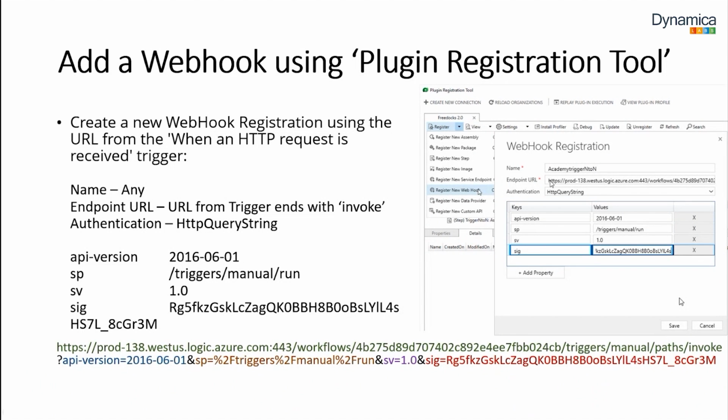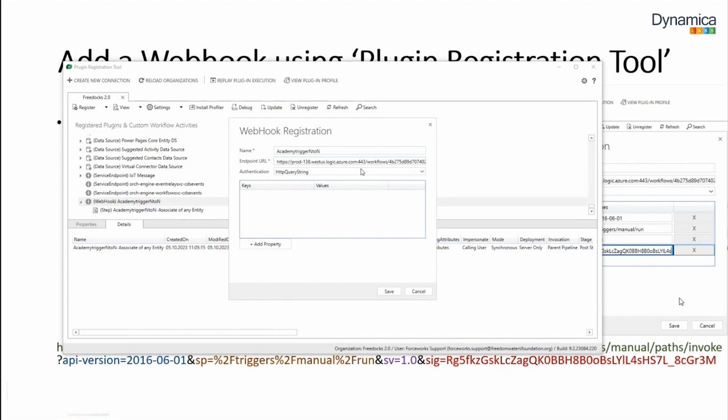Next, we fill in the endpoint URL. This is the first part of the URL that we extracted from the trigger, and it should end with invoke before the first question mark. This endpoint URL will be used. For the authentication method, we choose HTTP query string. Now we proceed to enter the values that we also obtained from the trigger URL. In the webhook registration, click Add Property and copy the value of the API version.